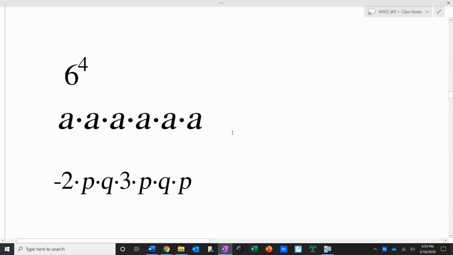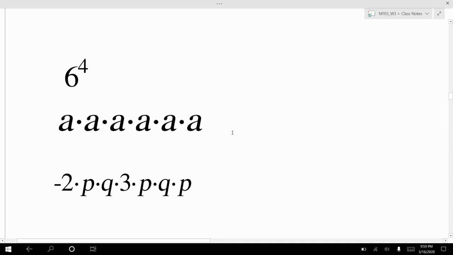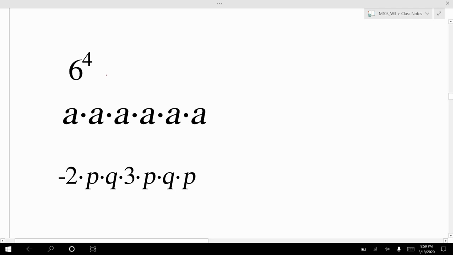Okay, let's write these 3 down on your paper, please. And some of your homework is going to look like this. So the first problem here is 6 to the 4th power. And of course, as we know, that means 6 times itself 4 times. And I believe that's 1,296. Double check my math on that.